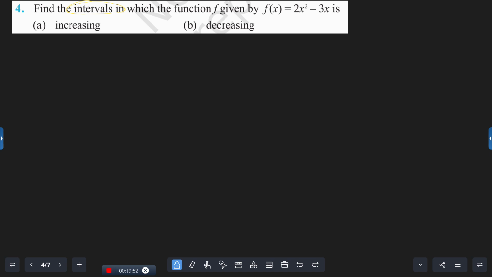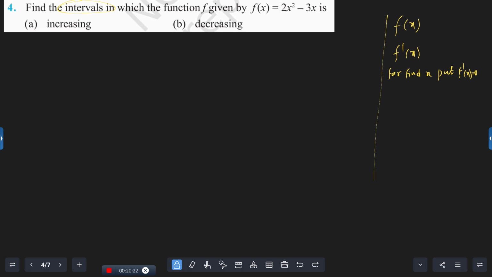Listen carefully. What do we have to do to find the interval? In the rough place, I will tell you. First the question will be given, then you have to find f dash of x. For finding the interval, you should find the x value first. For finding x, put f dash of x equal to 0. After differentiating, you have to assume that f dash of x equals 0.